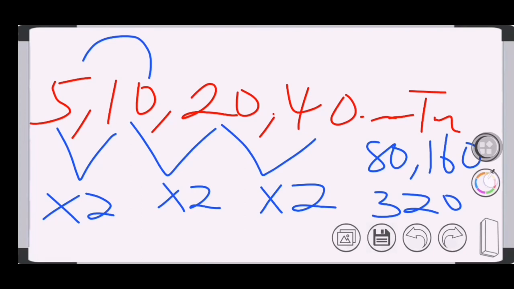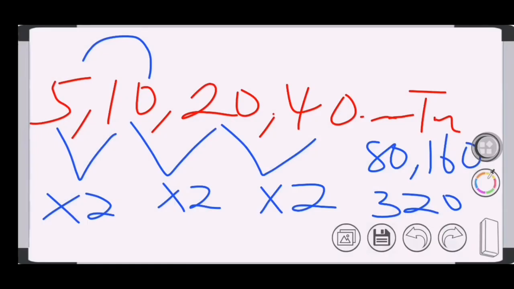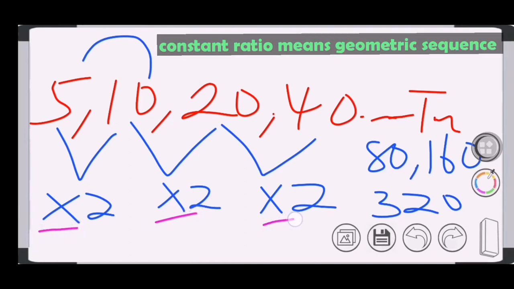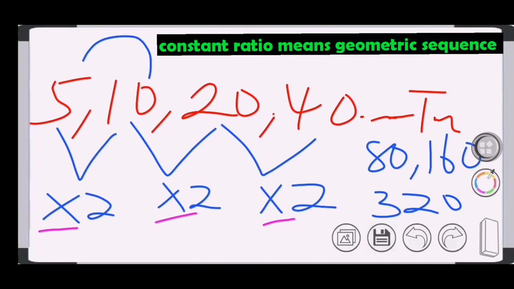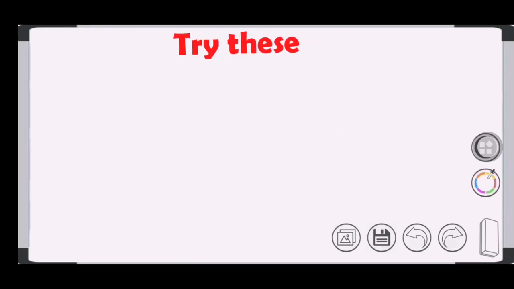Now the next thing is to identify whether this is a numeric pattern or a geometric pattern or sequence. Since we obtained the next terms by multiplication, this is a geometric sequence. Got it? Great. Now I want you to work out the following. When you're done, you come back and revise with me. Please pause the video and work them out. Follow the instructions carefully, and when you are done, you watch the revision.